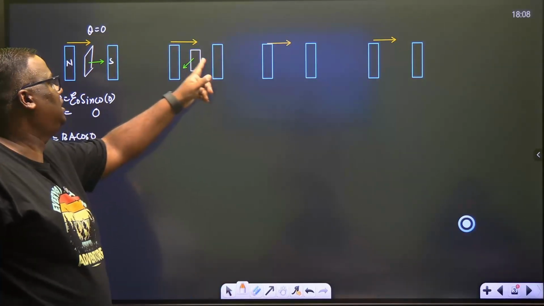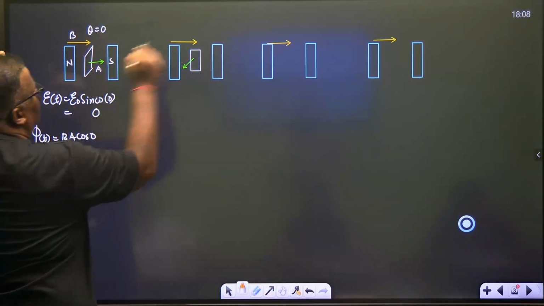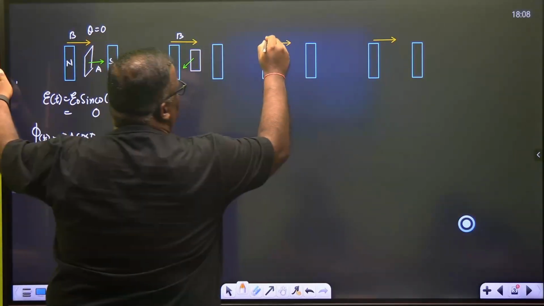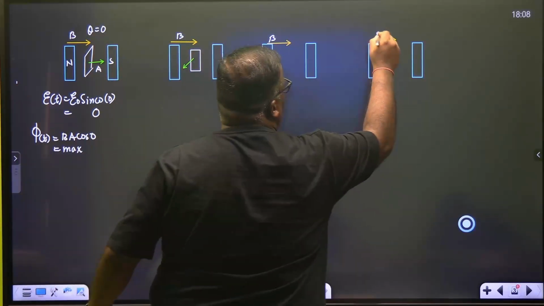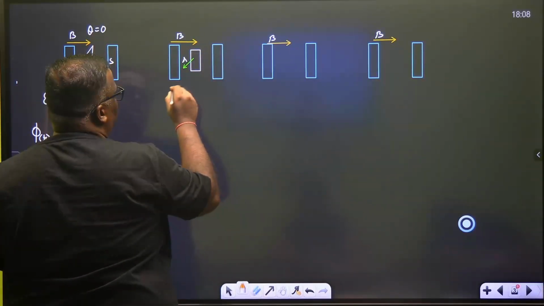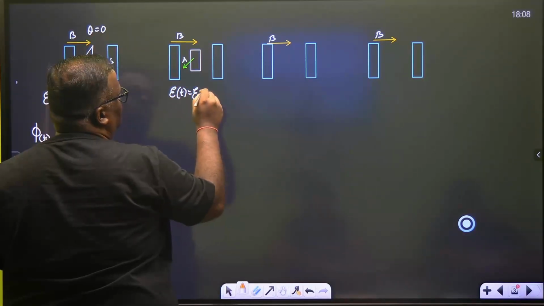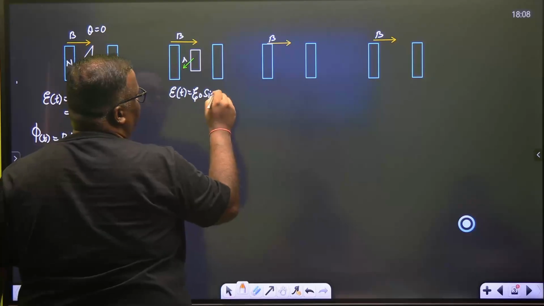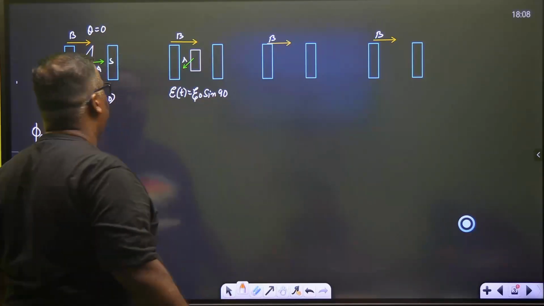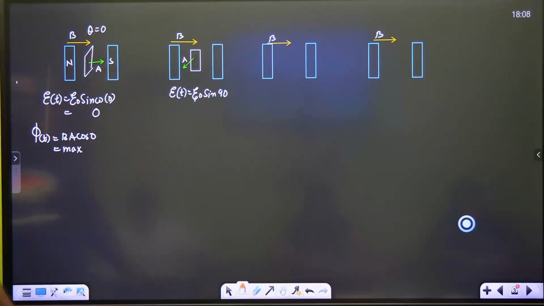Look, push the B vector here. These are all my B vectors. This is my A. This is B vector, this is B vector, this is B vector, and this is my A vector. How much is the angle? Now I will say E at this time is equal to E naught sine 90. Yes or no? Sine 90.